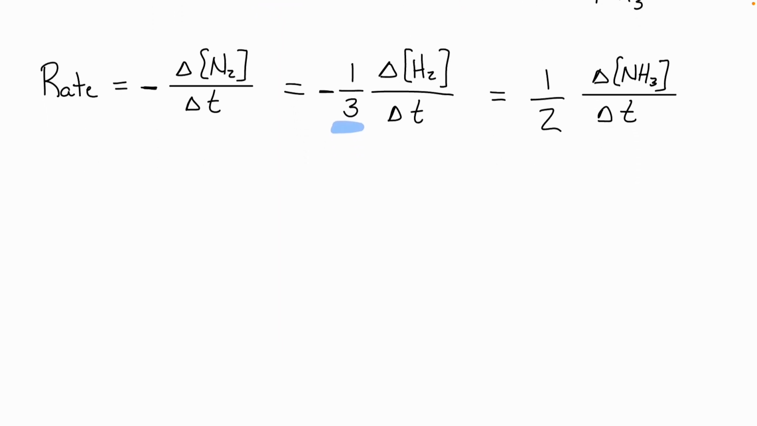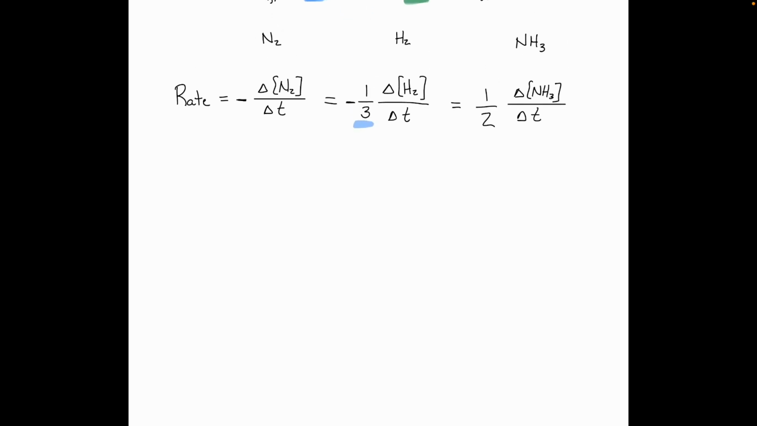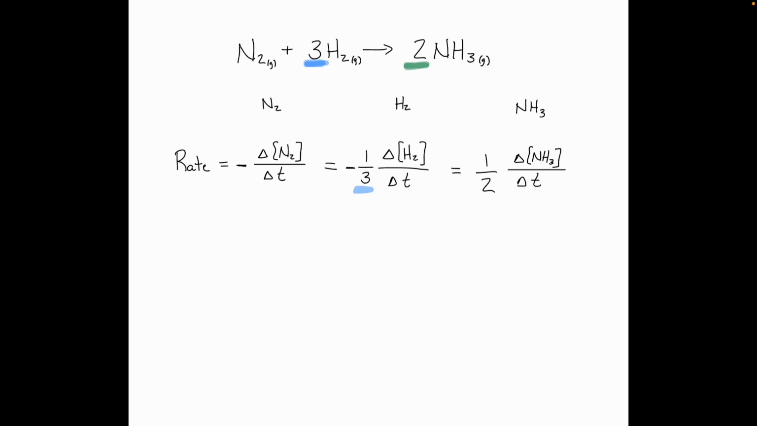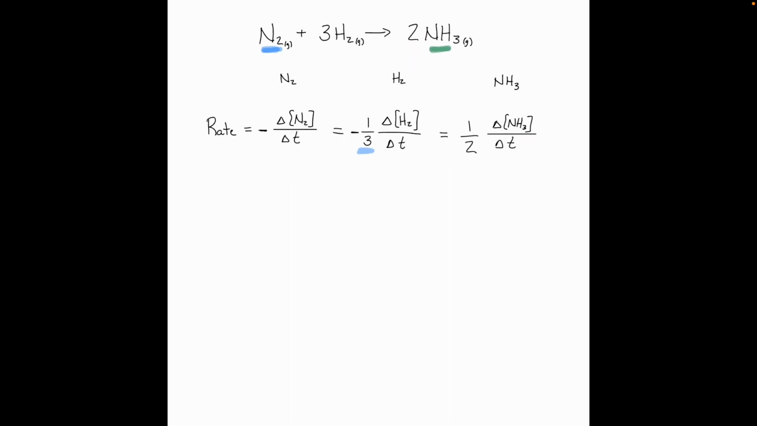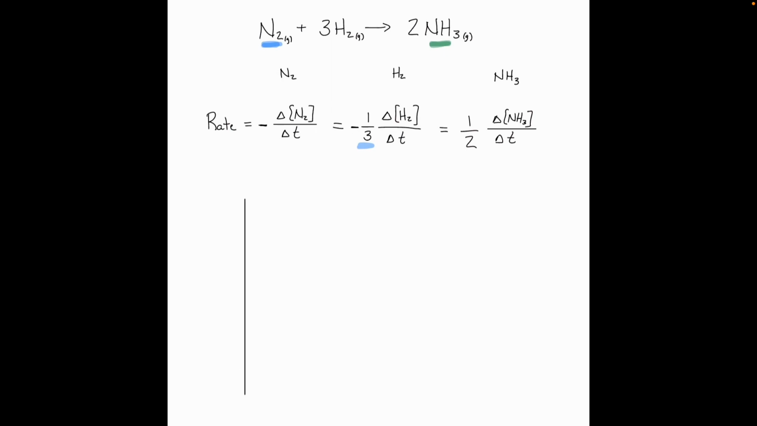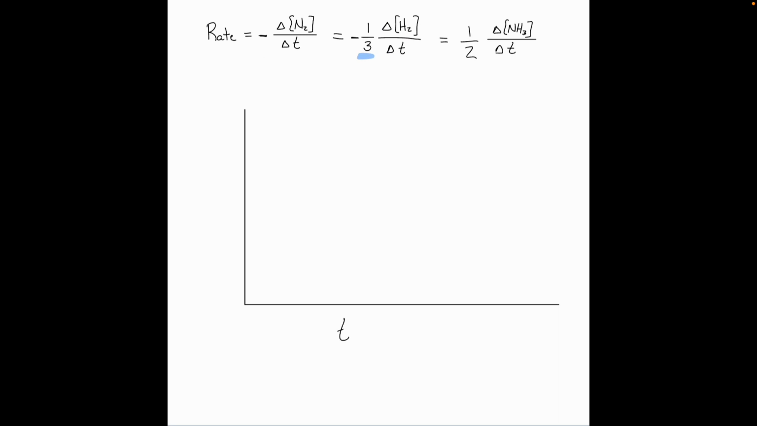So let's take a look. Now let's say that I did measure these reactant concentrations and product concentrations over time in my reaction. For this reaction right here, what I would see would be something like this. I'm going to do nitrogen in blue and ammonia in green here. All right, so we're going to make a plot. On the x-axis, we're going to have time, so how concentration changes over time. On the y-axis, we'll have concentration.